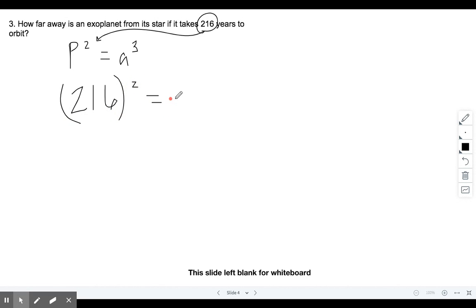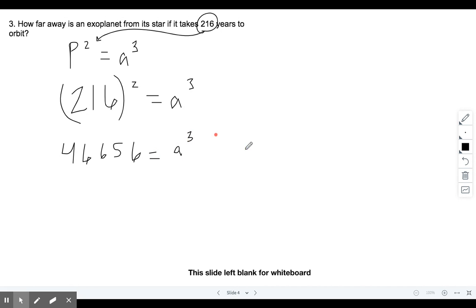And that's going to give me my a cubed. Okay, so I put 216 in my calculator, square it. That gives me 46,656 equals a cubed.